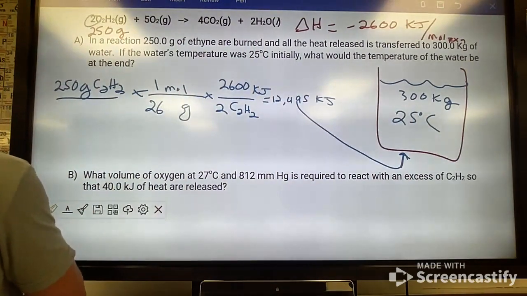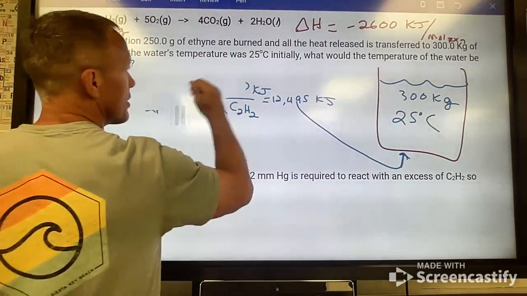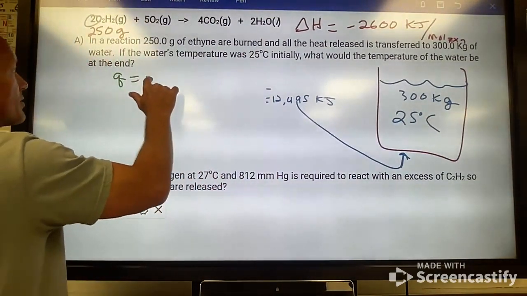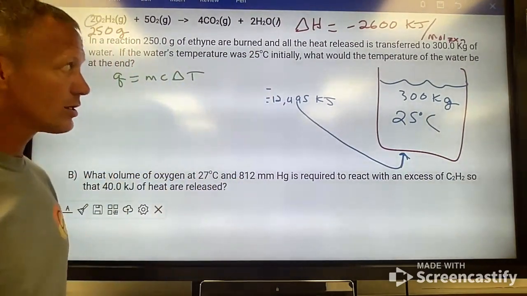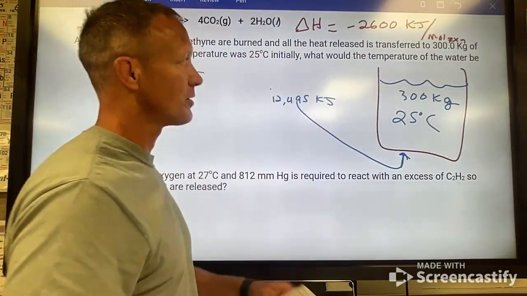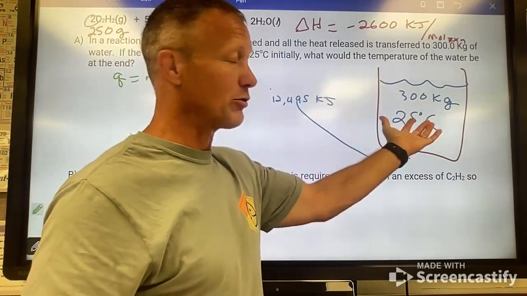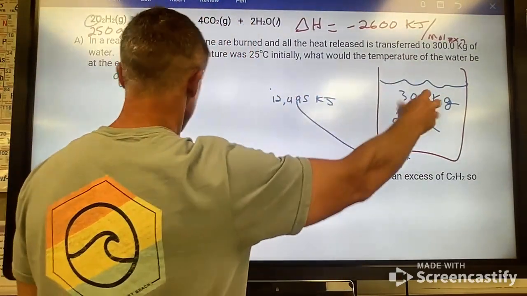We can go, I'm going to erase this. We can go Q equals MC delta T. Remember, your specific heat is in joules. So you maybe would want to put this into joules. It's also in grams. So you maybe want to put that into grams. Since this is in kilojoules, this is in kilograms, you actually could leave them because they're on opposite sides of the equation. Otherwise, you could put this into joules and that into grams, whichever you want to do.